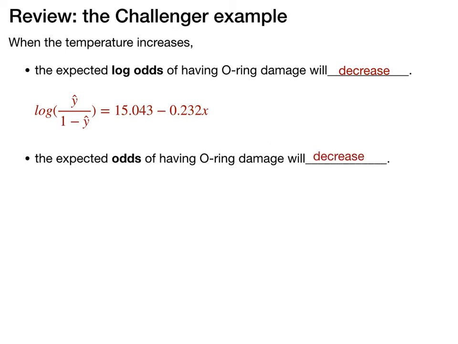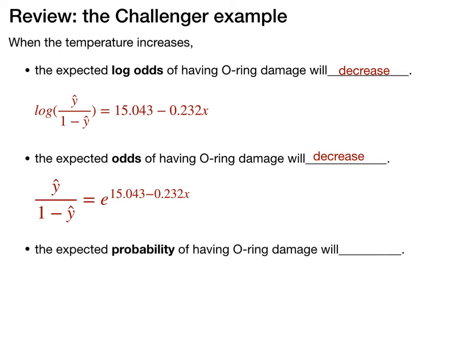We have discussed how the expected odds will change. It's also decreasing. So if we take the odds by applying exponential to both sides of the equation, this is what we get. And we can see that when x increases, the power of e will decrease, and the entire value, meaning the odds, will also decrease.